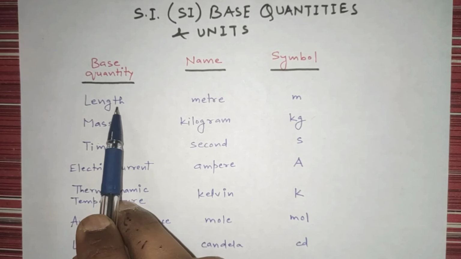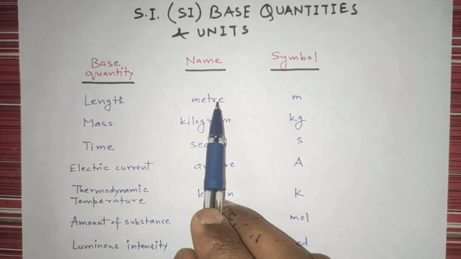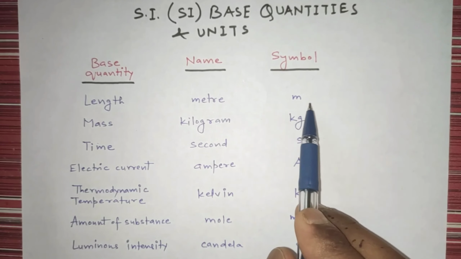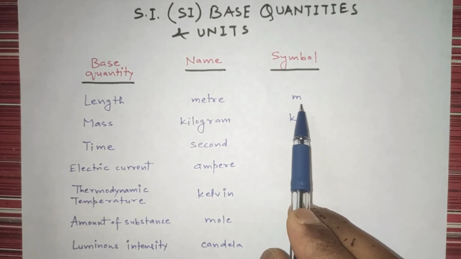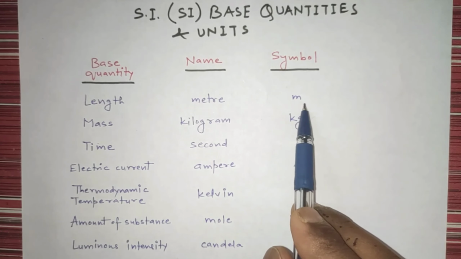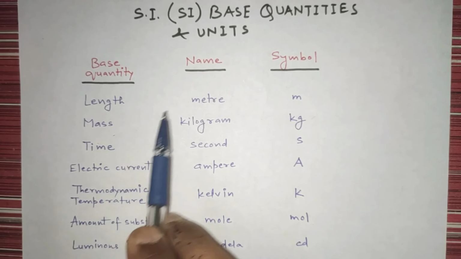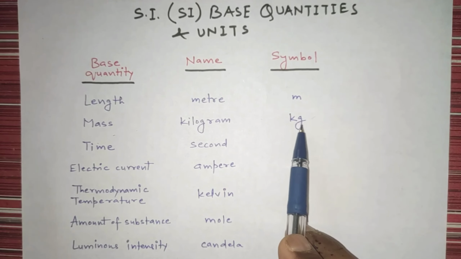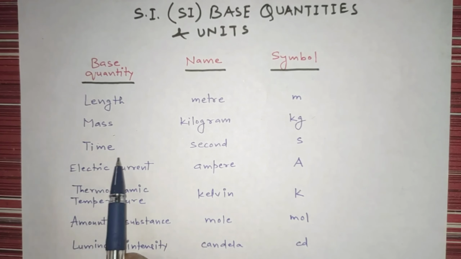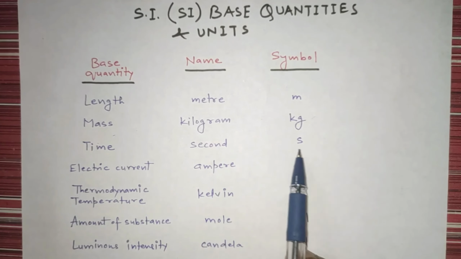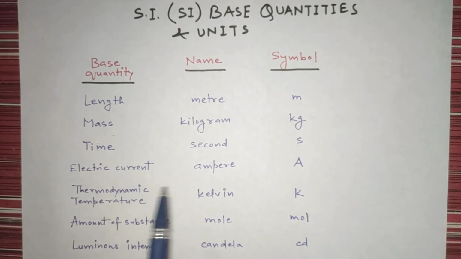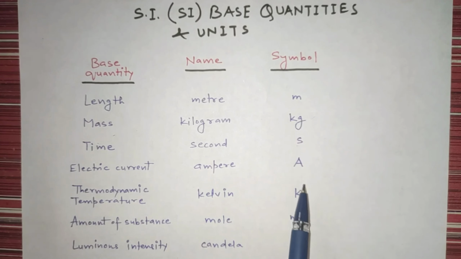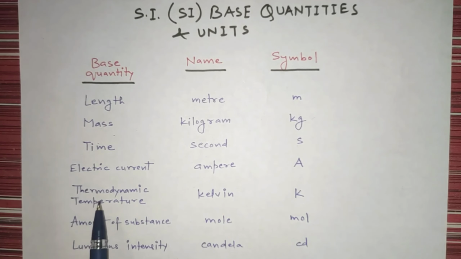For length the unit is meter. In symbolic form we write it as small m. For mass the unit is kilogram. In symbolic form it is kg. For time it is second and the symbolic form is small s. For electric current it is ampere and the symbolic form is capital A.